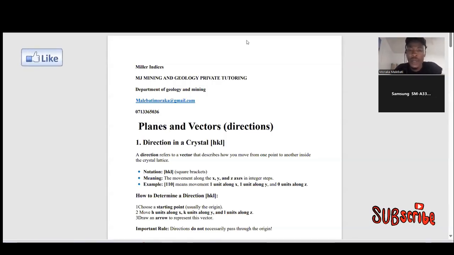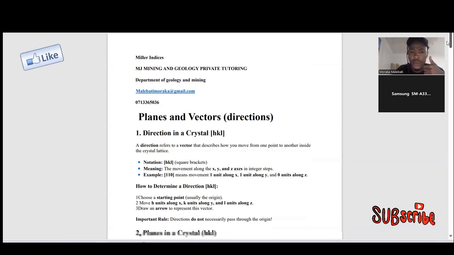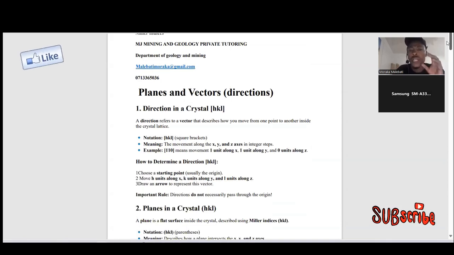Yeah, so today we are dealing with the Miller Index. We basically want to understand how we draw the planes, and if we're given the planes, how we are able to determine the Miller Index.